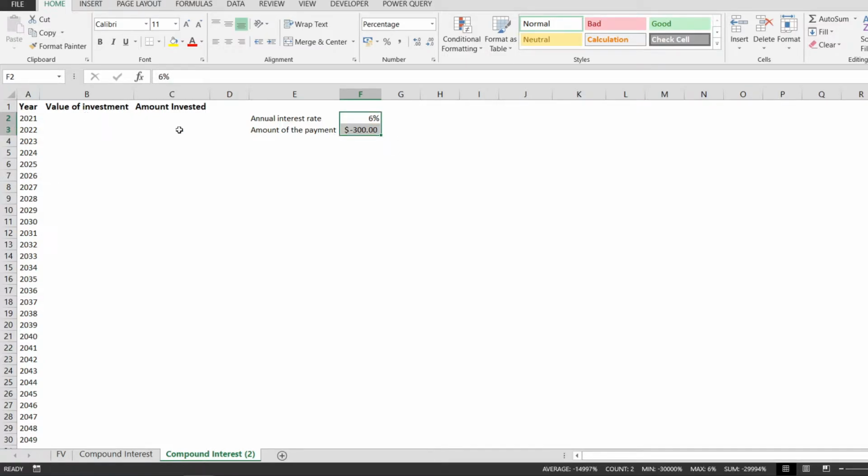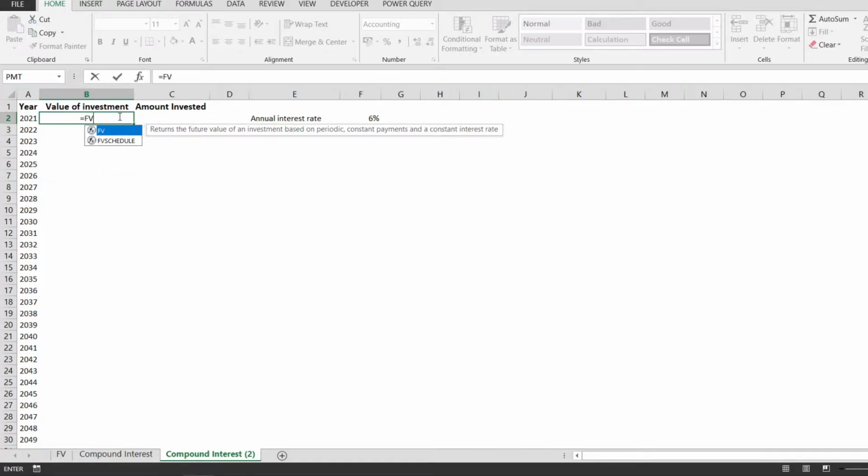Now, the next thing that we have to do is we have to calculate the value of the investment, and we're going to do that by using the future value function. First, we're going to provide it a rate, which is the 6% right here, and we have to divide this by 12. And now for the number of periods, we're going to use a trick. We are going to use the count function, and we're going to count the number of years.